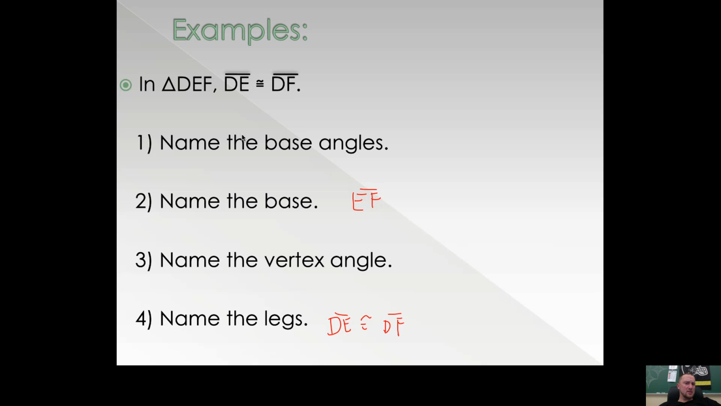Now, if that's the base, then you know the base angles. The base angles would be the two angles that touch the base. So angle E and angle F. Name the vertex angle. Well, that would be the angle that's in between the congruent sides. So what angle is in between the congruent sides? Angle D.